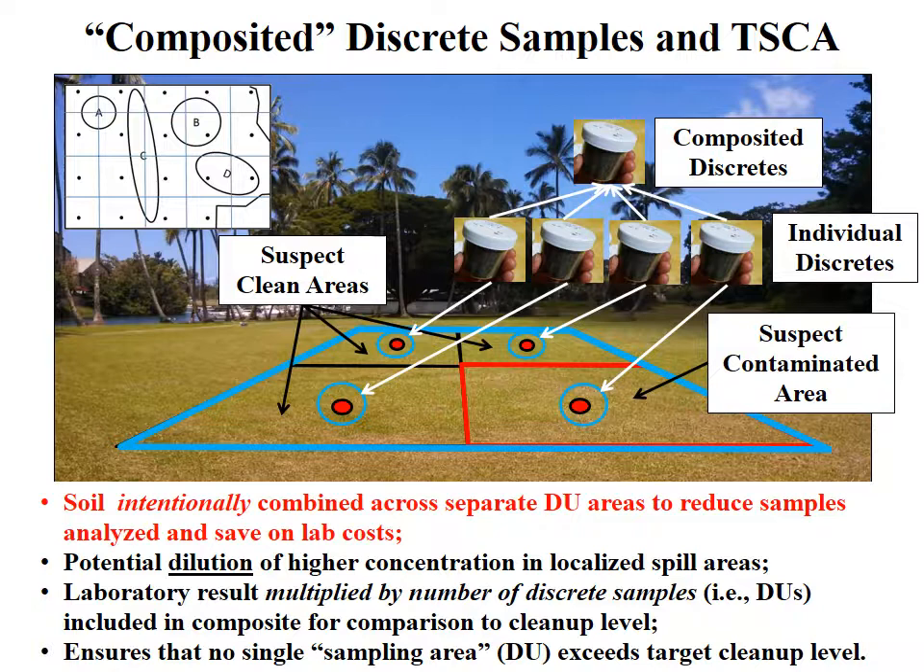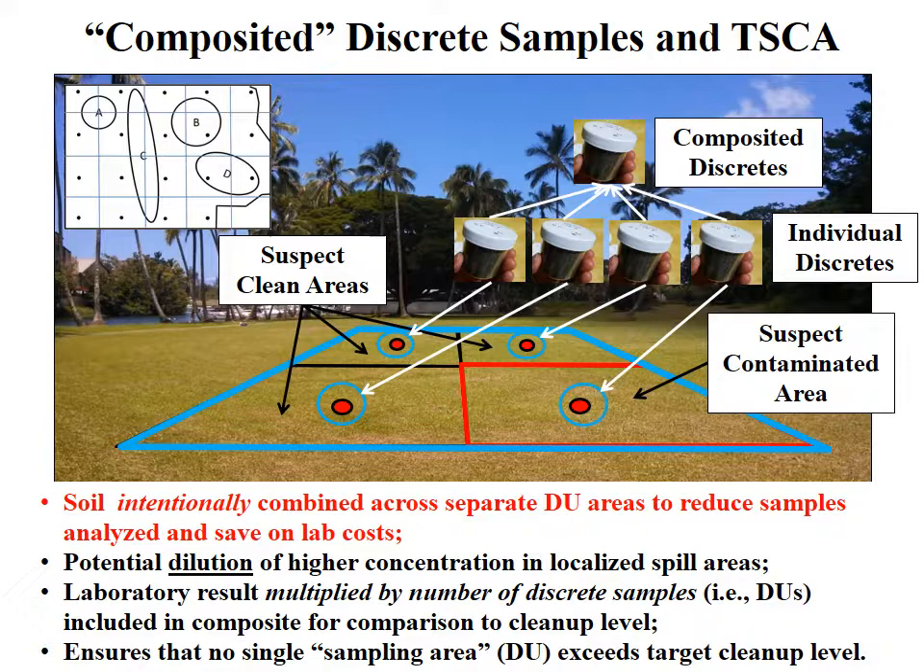So under TSCA, that's what composite means. At this site, let's say you designate four decision units, and you suspect there's some PCB contamination in this area. Maybe you think it's especially probably in here. So here are your four decision units. The old idea was that a single discrete sample from each area is going to be representative of that area, including the suspect contaminated area. But now you've got four samples you have to pay for. So what you can do under TSCA is combine these individual discrete samples together at the laboratory and prepare a composite sample from those discretes. Then the laboratory only has to run one test. So instead of testing four samples, you only have to test one.